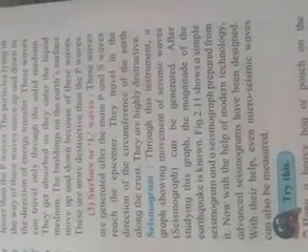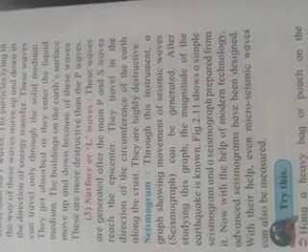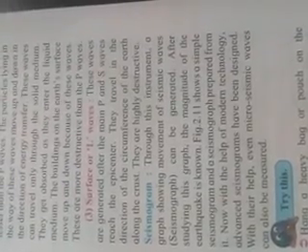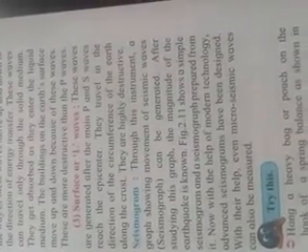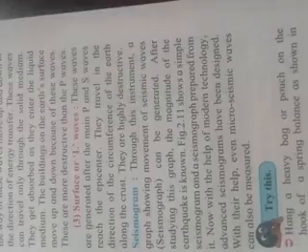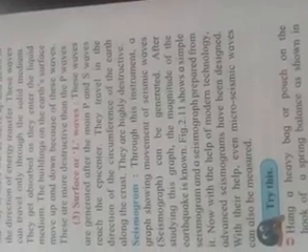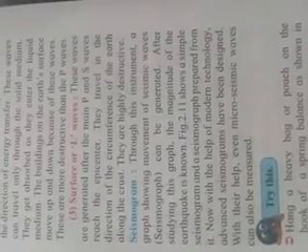And the seismogram: through this instrument, graphs showing the movement of seismic waves can be generated. After studying the graph, the magnitude of the earthquake is known. Figure 2.11 shows a simple seismogram and the seismograph prepared from it. Now, with the help of modern technology, advanced seismographs have been designed. With their help, even microseismic waves can be observed.